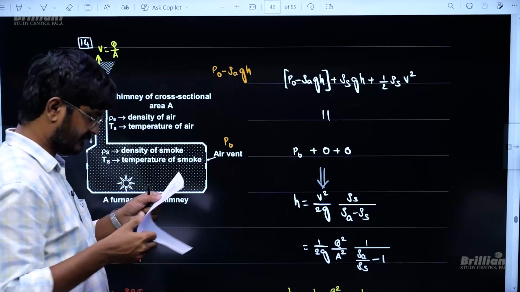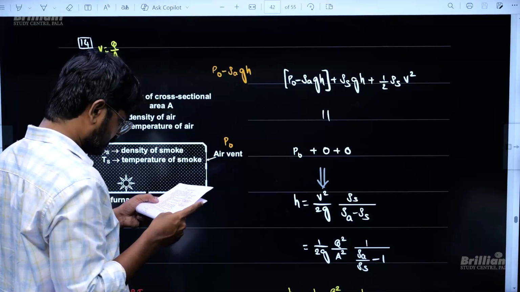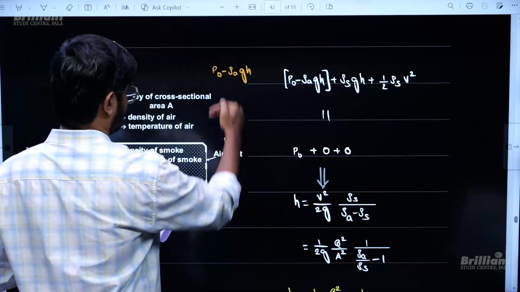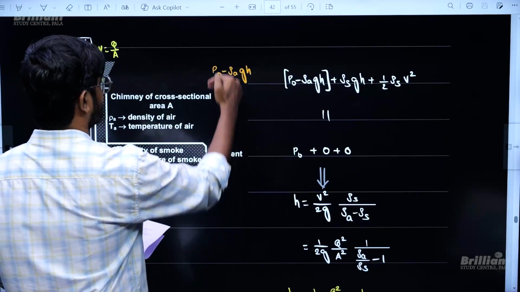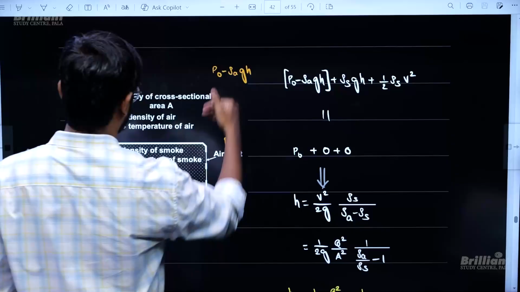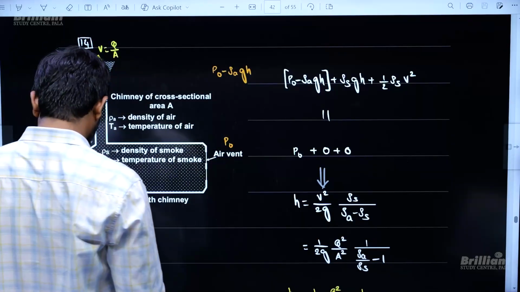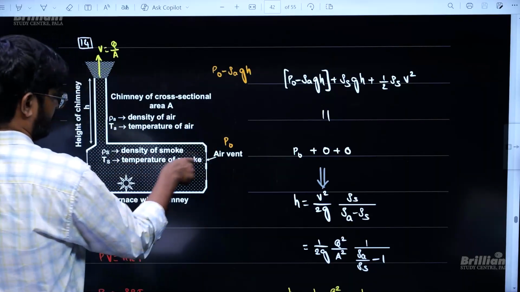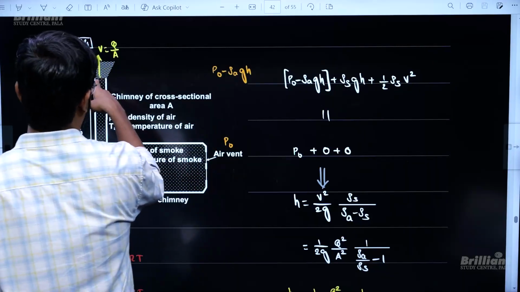They were saying the same thing here in the 4th point. The pressure of the air changes with height according to hydrostatic law. If the pressure here is P0, pressure here will be less. How much less? Rho gh. Now, the pressure here is P0, so the pressure here also P0, it is an air vent. The pressure here will be this much.